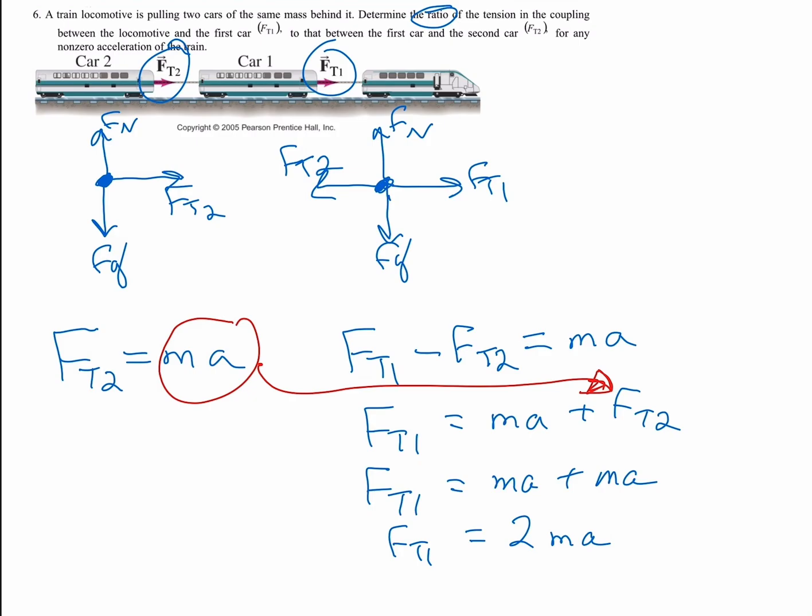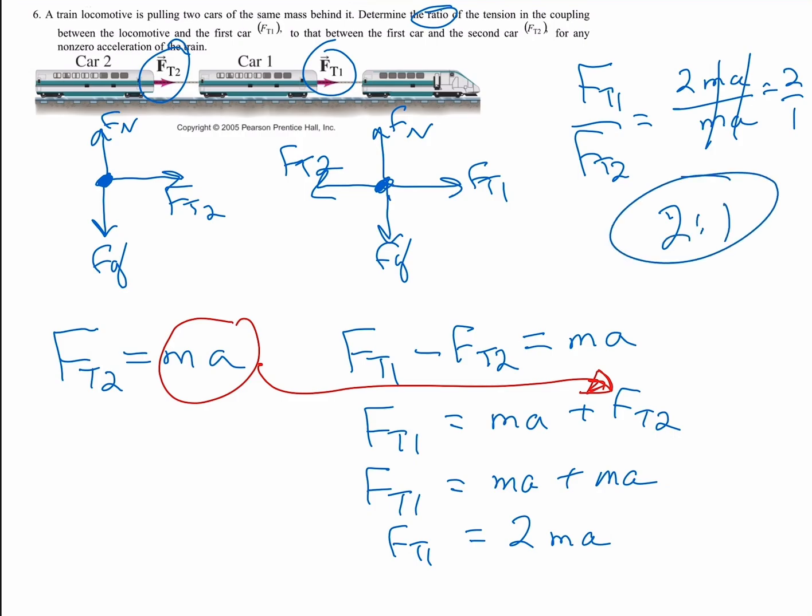So if I need a ratio of FT1 to FT2, I can write what these two were equal to, because FT1 was equal to 2 ma and FT2 is equal to ma. m cancels, a cancels, and this works because the statement claims that the cars have equal mass, so therefore this is a 2-to-1 ratio. So my answer is 2-to-1. That's the ratio for any non-zero acceleration between the two tensions of the cars.